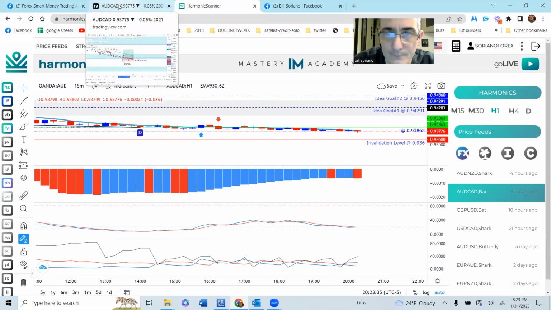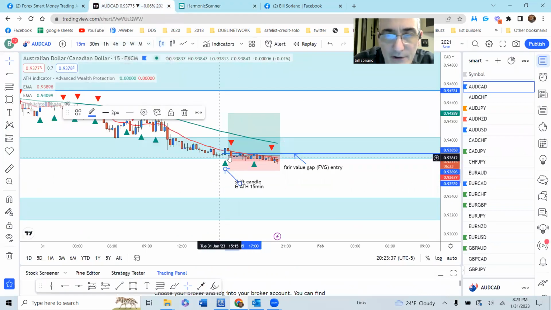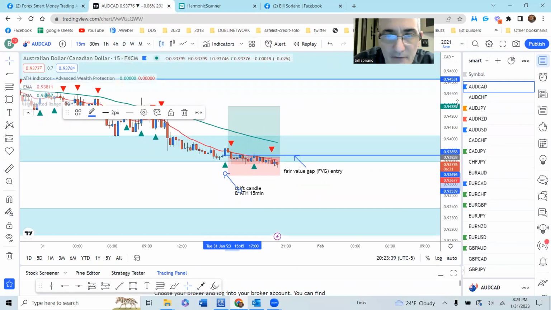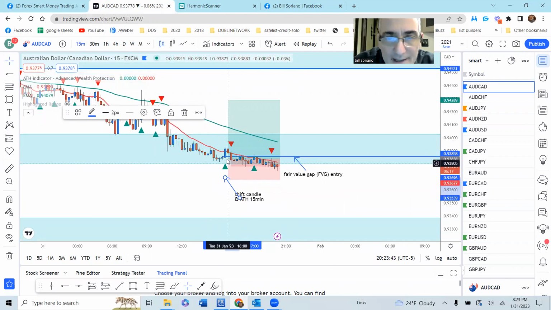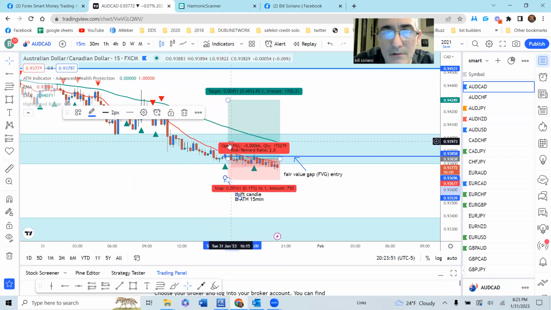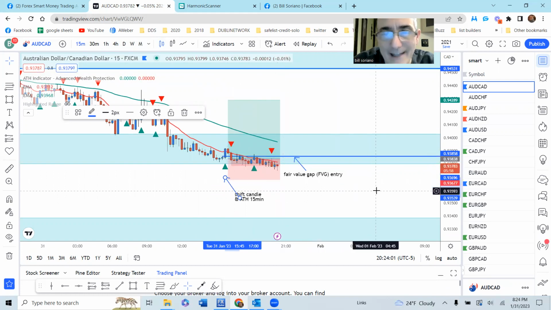So when you look at this, obviously your fair value gap entry, this is the candle right here. It's also an ATH. And for your fair value gap entry, you go to the candle before and use that wick right there. So I was a little late getting into this trade. Price moved back into that fair value gap entry level and actually below it. And so we got in the trade, and right now we're currently down.